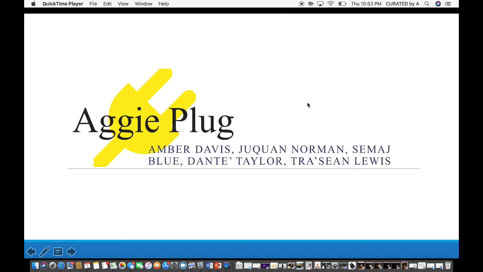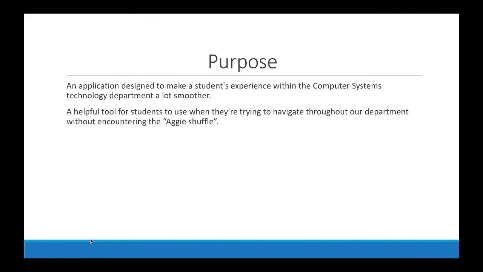So Aggie Plug's purpose is it was designed to make a student's transition into A&T, and while they're matriculating throughout A&T, easier. So our app will be used as a helpful tool for students to be able to locate who they would go to for their advisor, and what faculty member they would talk to about a certain topic, and also providing information on faculty members on the app instead of them having to dig and search for it themselves.